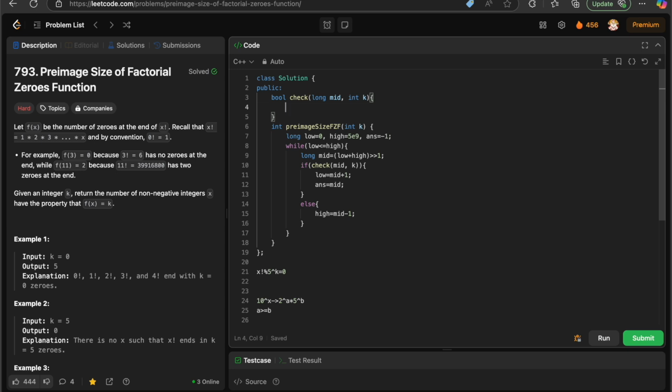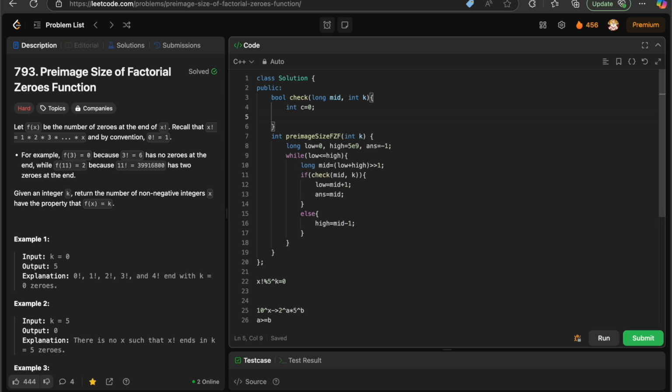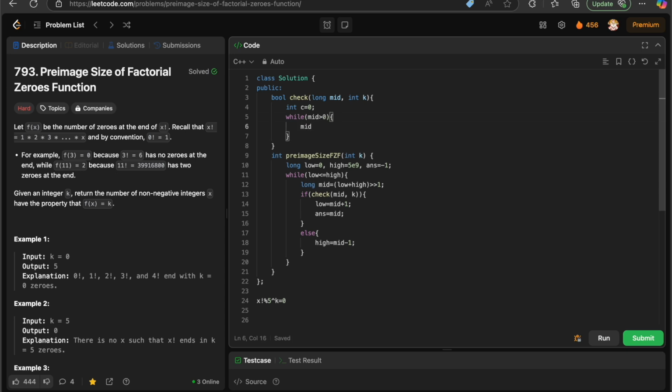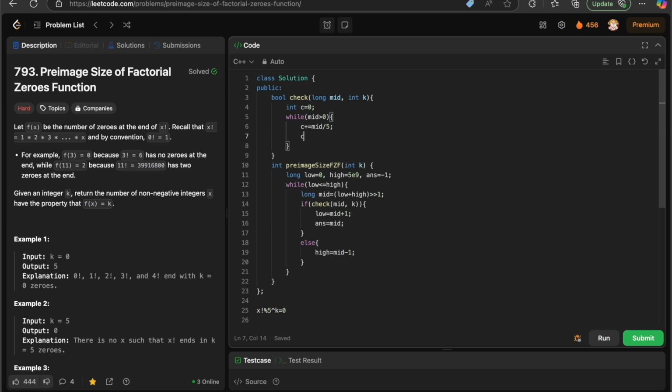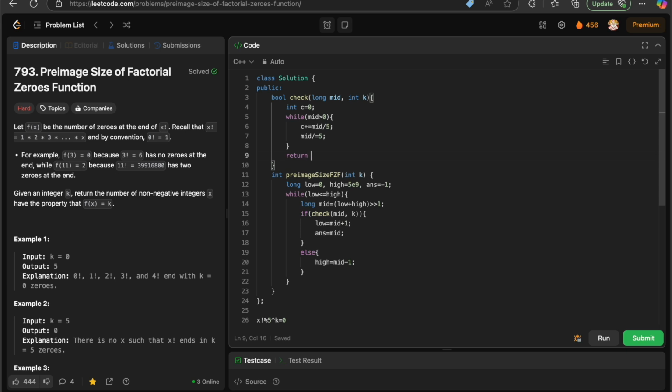So we take a counter, initially equal to 0. While mid is greater than 0, we add mid divided by 5 to the counter, then mid becomes mid divided by 5, and we keep doing this. At the end of this we check if our count is smaller than or equal to k.